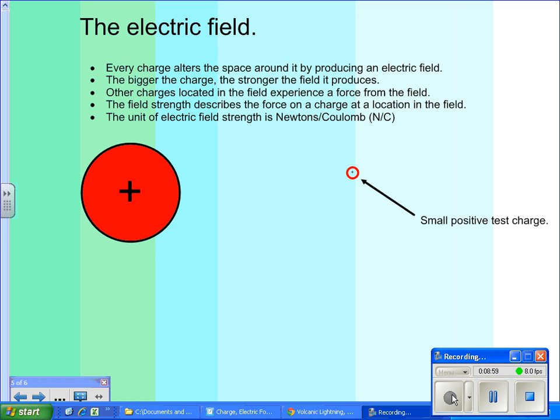Every charge alters the space around it, producing an electric field. So just by virtue of having something that's charged, an excess or a deficit of electrons, it produces an electric field. The bigger the charge, the stronger the field it produces.